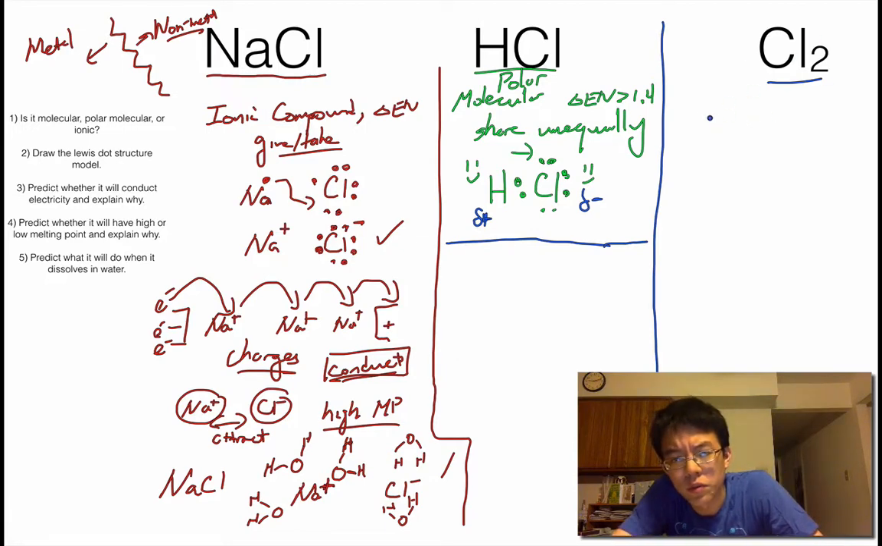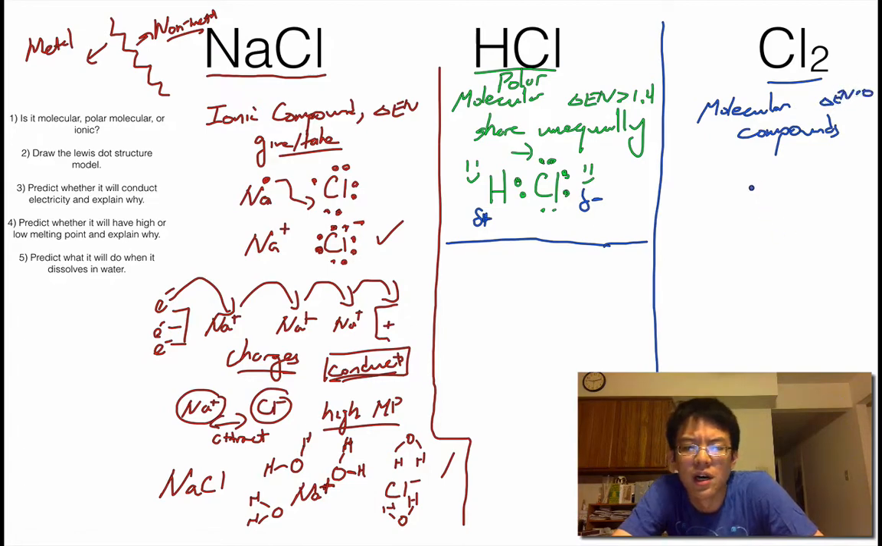So Cl2 just has 2 Cls, molecular compound. Both are non-metals, the Cl and the Cl that are bonding together. The electronegativity difference is 0 since they're the same element. And in this case, well, we have 1 Cl with 7 electrons. 1, 2, 3, 4, 5, 6, 7. And we have another Cl.